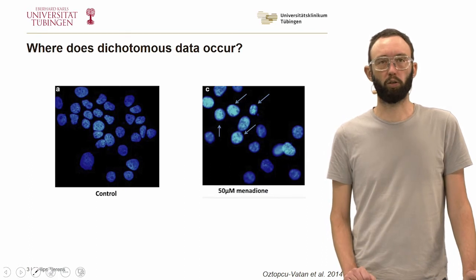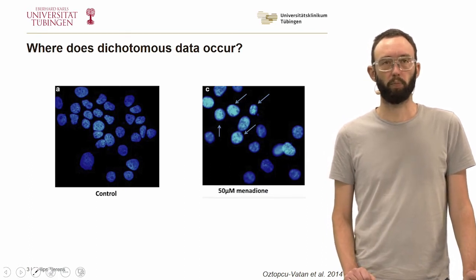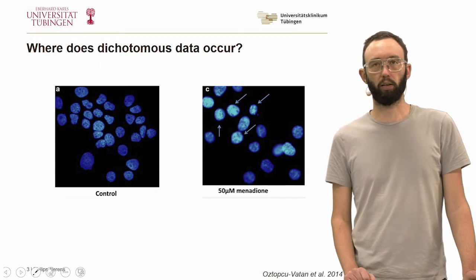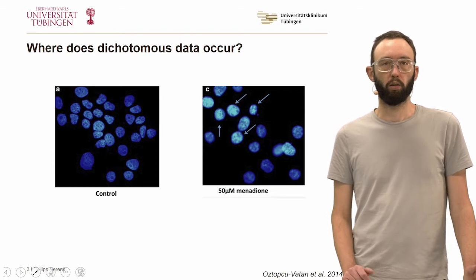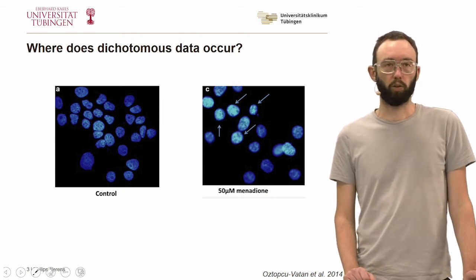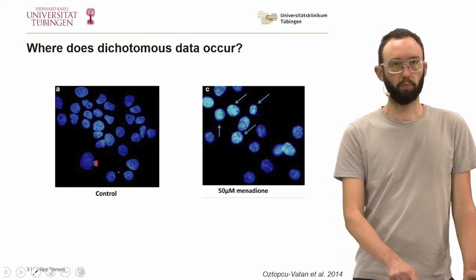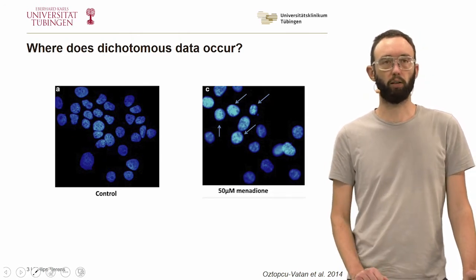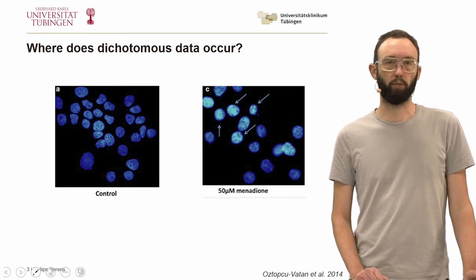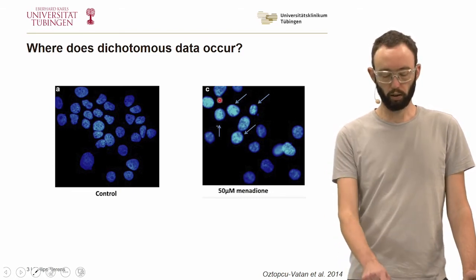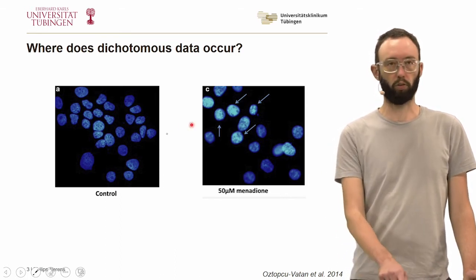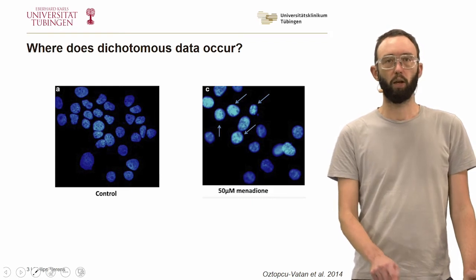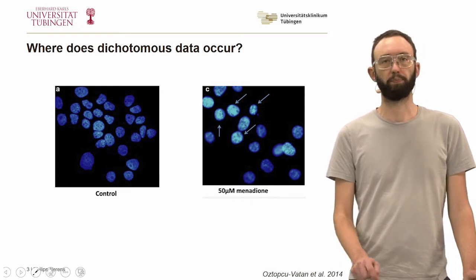Where do such dichotomous data occur, or what do we mean by that? We typically mean data that can take either of two values, for example, 0 or 1. One scenario where something like this could occur in your research is when you look at cells, like here, and you want to look at the fraction of cells that is positive or that shows a certain staining, like here, and compare the fraction of cells that shows that staining in two conditions. Let's say a control condition and a treatment condition.